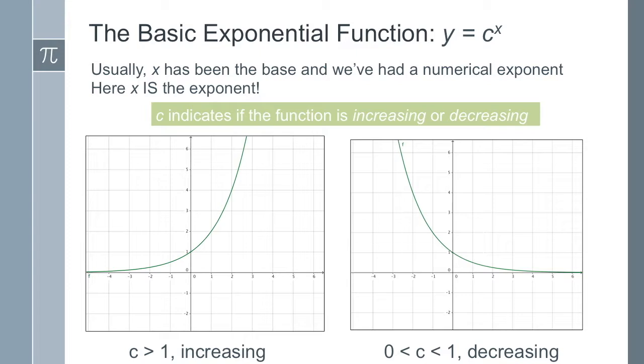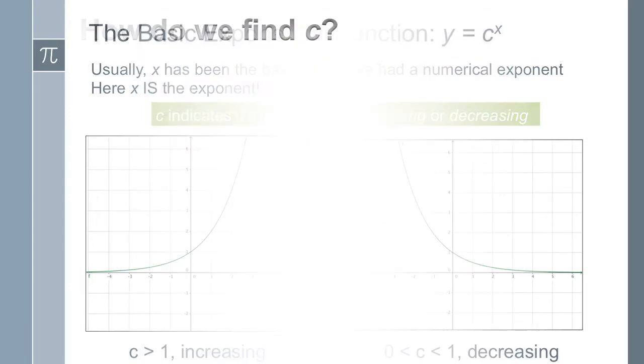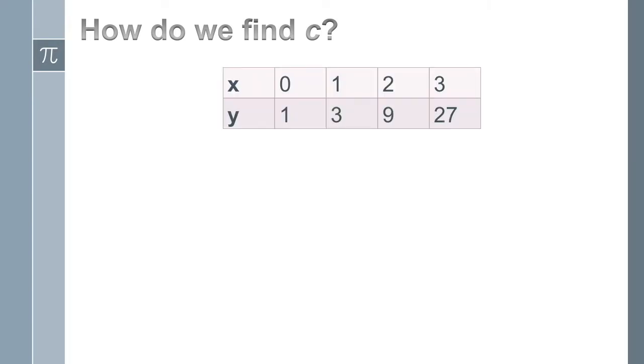Please note, very important, that c is never equal to 1. It's not greater than or equal to, less than or equal to, because c should never and won't ever be equal to 1. So how do we find c? Where do we get it from? Let me give you an example.